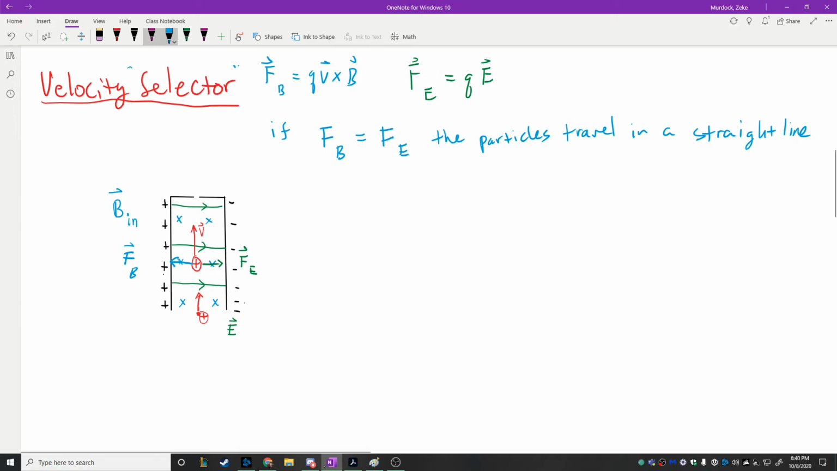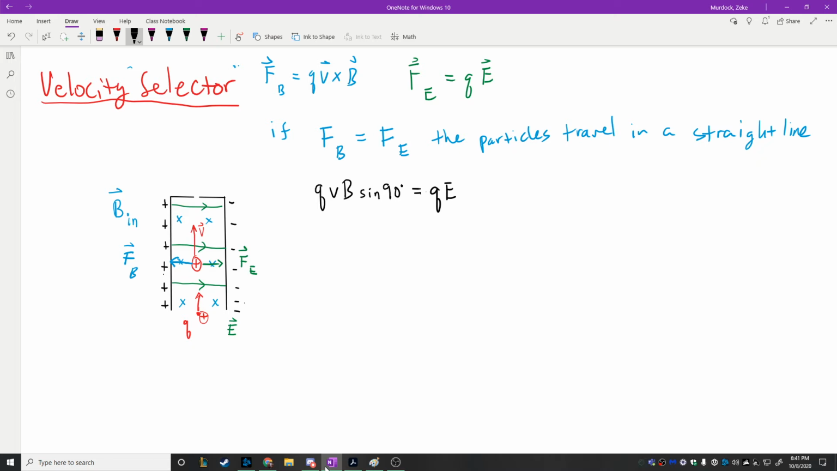So the magnetic force is described by QVB. In this case, the velocity and the magnetic field are at right angles to each other. So it's going to be QVB times the sine of the angle between the velocity and the magnetic field, which is 90. And then on the right-hand side, the electric force we can find quite simply by taking whatever the charge of our particle is, Q, and multiplying by the electric field. It's that simple. So you do Q times E, and then these Q's cancel.